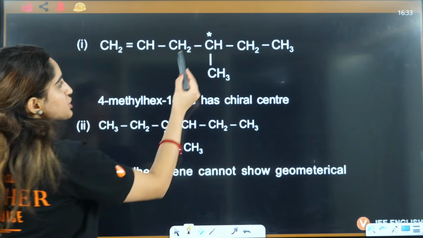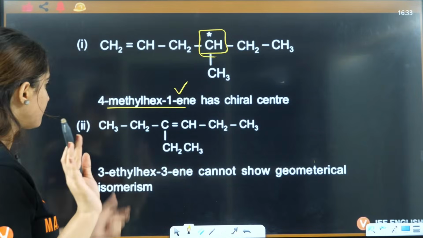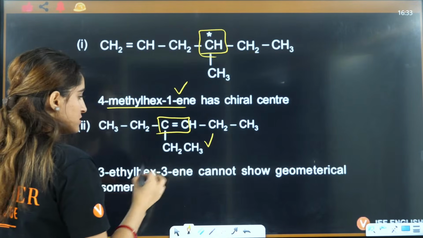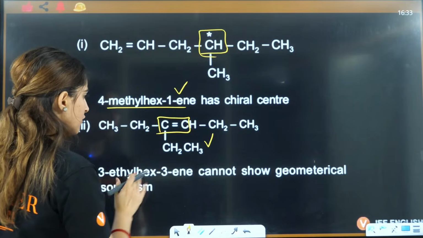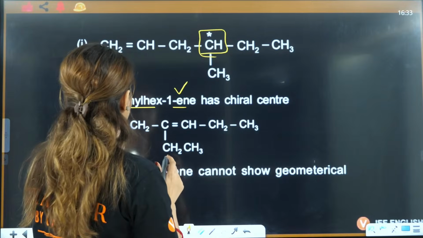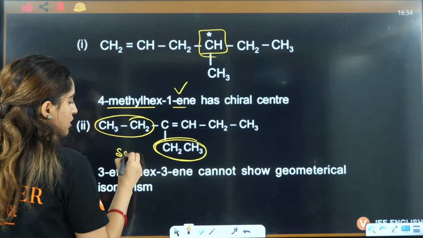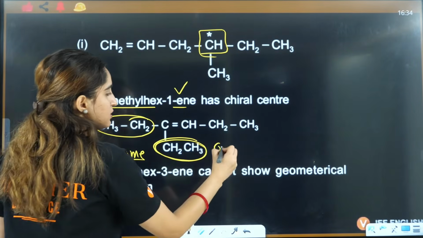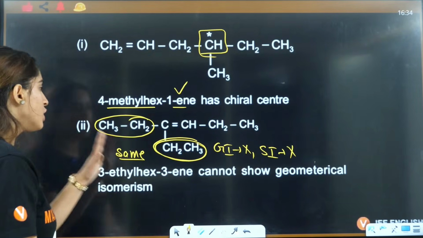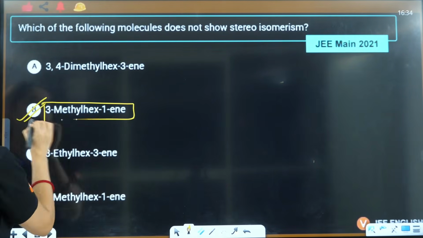This compound shows one chiral center, so it will show stereoisomer. This has one double bond, which is definitely showing stereoisomerism, right? Okay, wait a minute. This is H, this is C2H5. This and this group are the same. So GI is not possible. Stereoisomer is also not possible, no chiral center. So this will not show GI here. This will not show any stereoisomer, right?